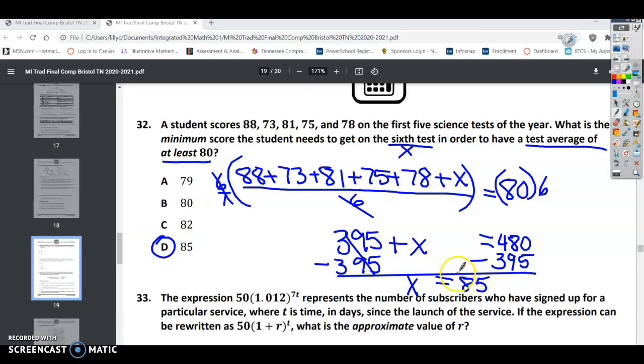And this tells us that we need an 85 on our 6th test in order to average 80 for the 6 altogether. And you can even plug that in and check it. You can use these 5 plus 85, divide that by 6 to check your answer. So the answer to number 32 is D.